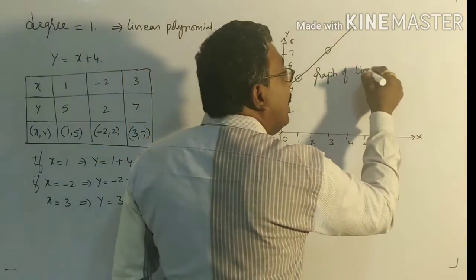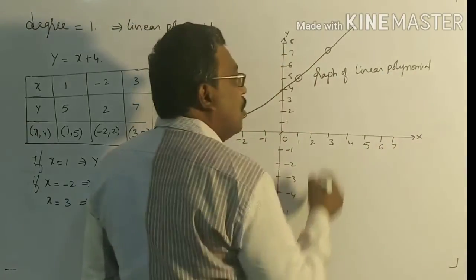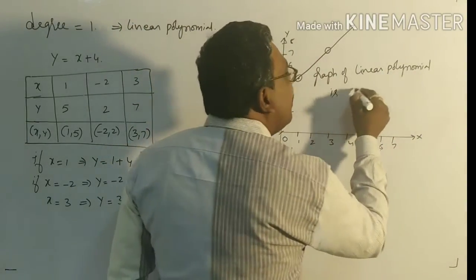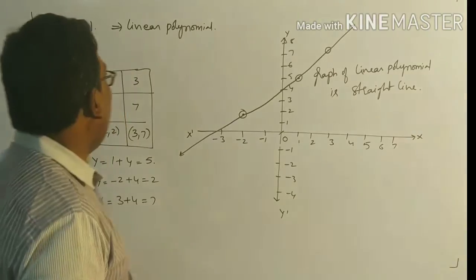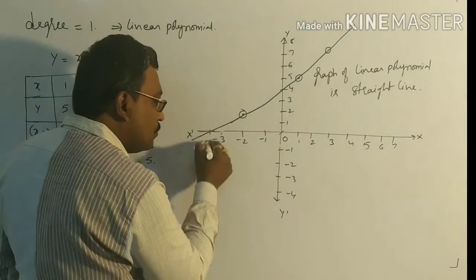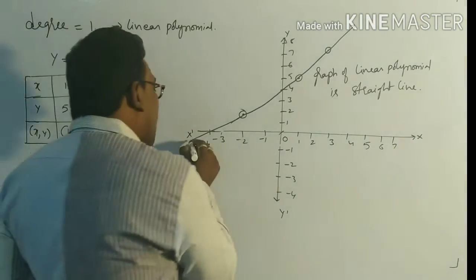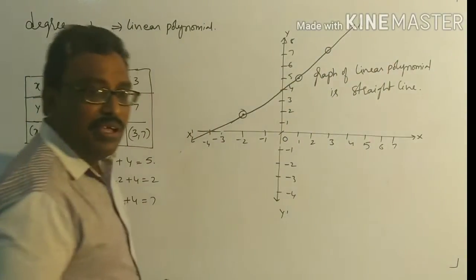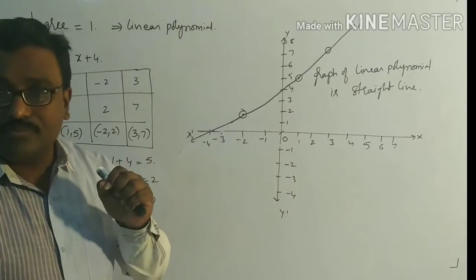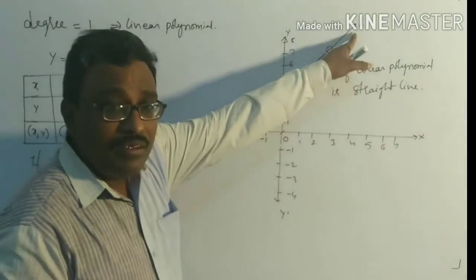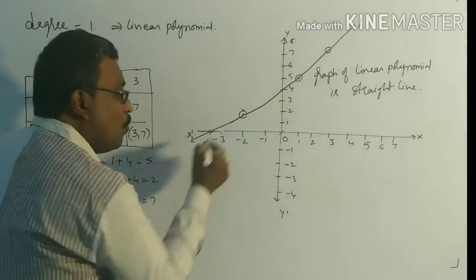So the graph of a linear polynomial is, come on, a straight line. What is the graph of a linear polynomial? Straight line. Now, this straight line L, at how many points is it intersecting the x-axis? How many points? 1 point.